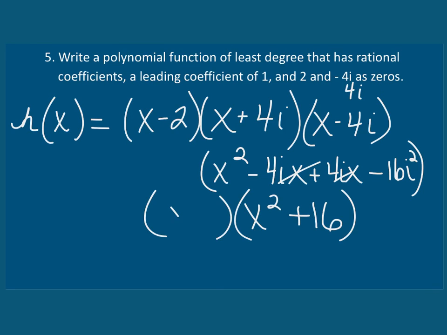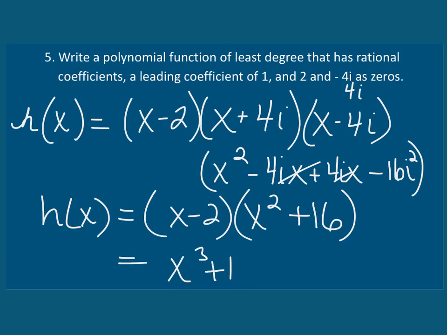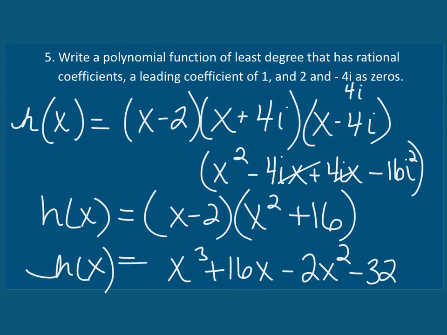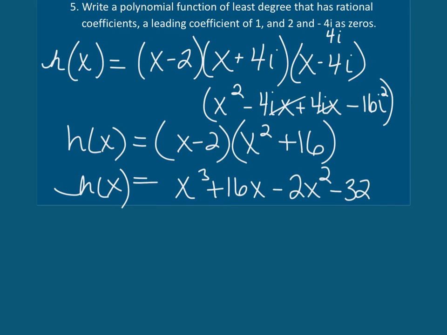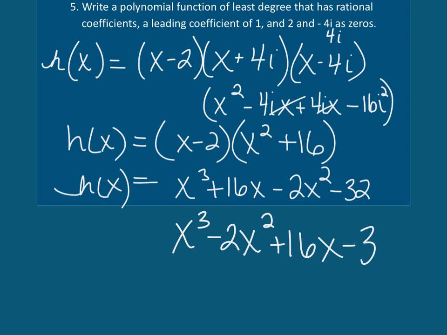And I'm going to bring down this x minus 2. So I have 4 more multiplications to make. So that will be x to the third plus 16x, then minus 2x squared minus 32. And my last step here will be to reorder this so it's in standard form. So x to the third minus 2x squared plus 16x minus 32.